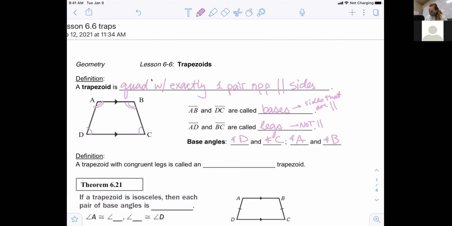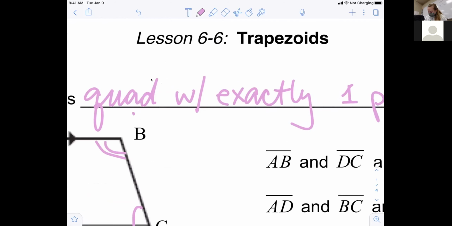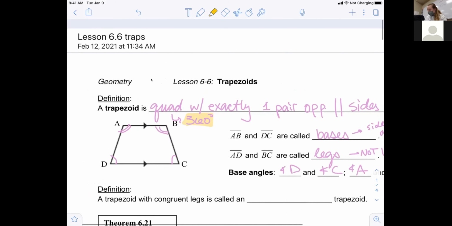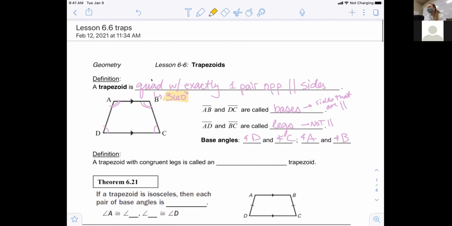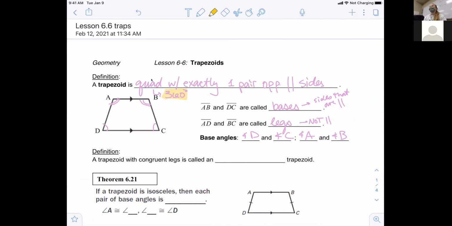Another thing to remember is that quadrilaterals add up to 360. So sometimes we forget that we're still in quadrilaterals. We still have that as like a tool in our tool belt. So make sure that you use that when possible. All right, any questions so far? All right, let's keep going.